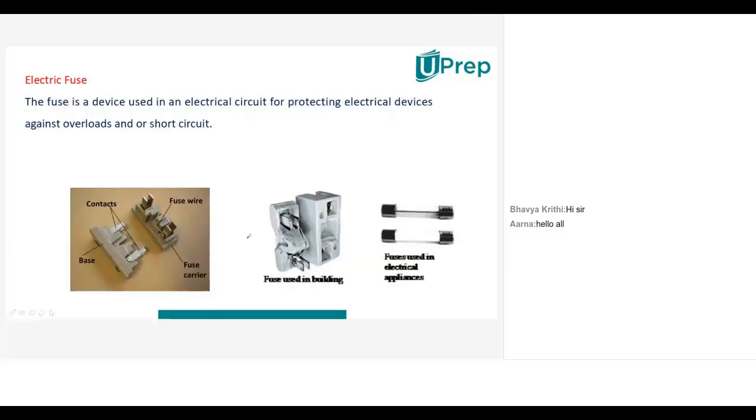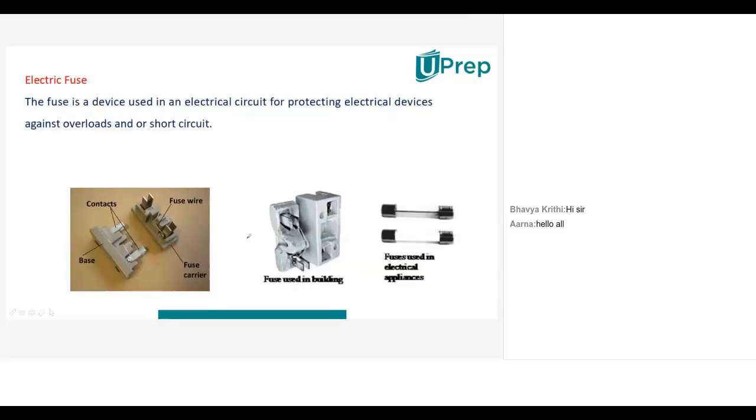So to protect from such kind of events, what we use is an electrical fuse, and it will be there near our main only. Why will it be there near our main? Whenever current reaches our home, it reaches from the main, and to reach our home from the main, first it has to pass through what? The electrical fuse, and after that it reaches our home.